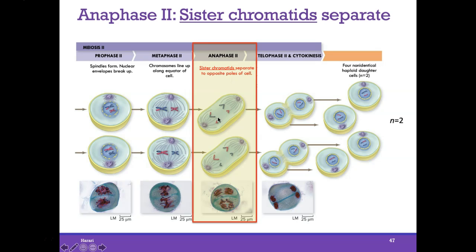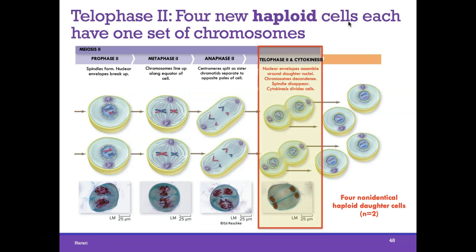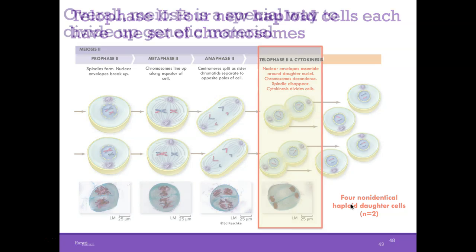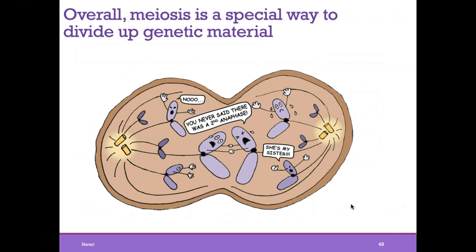That is key, right? In Anaphase I, homologous pairs separated. In Anaphase II, sister chromatids separate. That is key. In Telophase II, the nuclear envelopes will form around the two separate sets of chromosomes. And cytokinesis will then divide the cells, and at the end, we're going to get 4 non-identical haploid daughter cells. All right, so overall, we just divided up genetic material after mixing and matching.